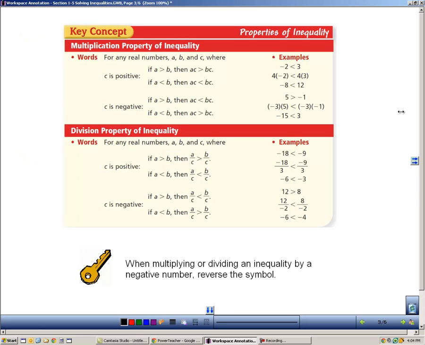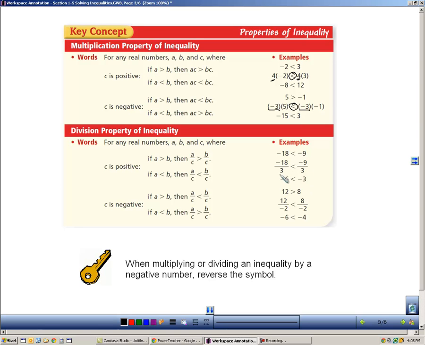Here we have the other two properties of inequality, the multiplication property and the division property of inequality. They say that when you multiply by a positive number, like you see here, the sign stays the same. It's a less than and it stays as a less than. But when you multiply by a negative number, as in this step here, the sign goes from being greater than to switching to less than. And that's the key. If you're multiplying by a negative number, you reverse the symbol.